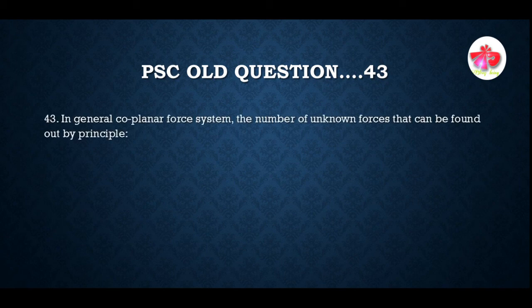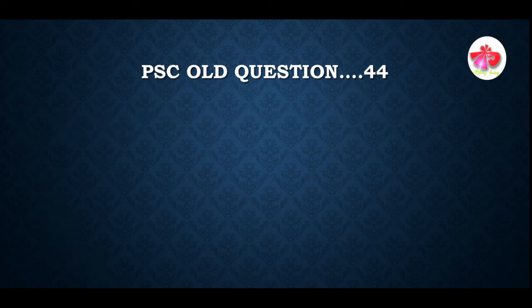Question number 43. In general co-planar force system, the number of unknown forces that can be found out by principles of statics is: option A is 1, option B is 2, option C is 3, option D is 4. So friends, the correct answer is 2. The number of unknown forces that can be found out by principles of statics in general co-planar force system is always 2.